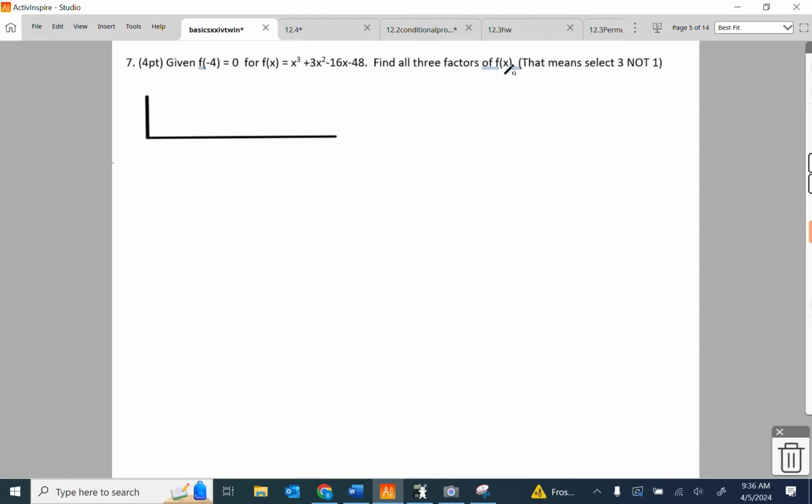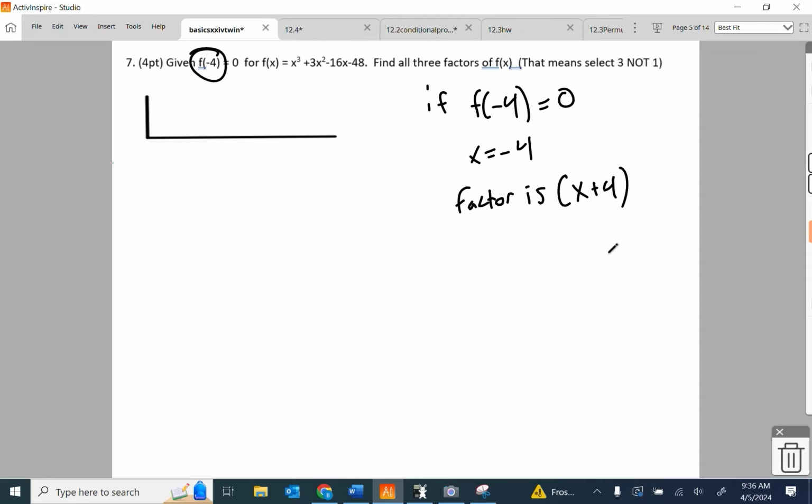You're supposed to find three factors of f of x, and here's one of them. If f of negative 4 is 0, x is negative 4, and a factor is x plus 4. So there's one of them. Now, by the way, that literally said x was negative 4, so I put a negative 4 over here. Then I do my coefficients.